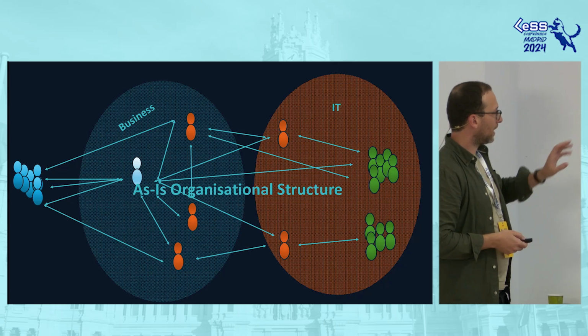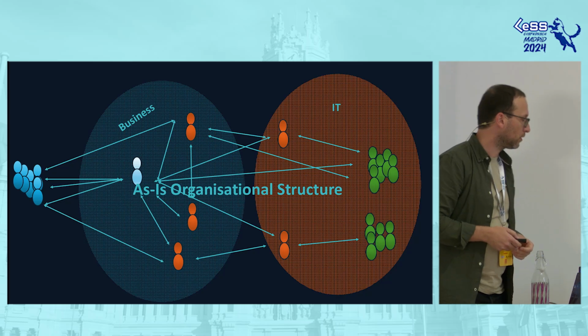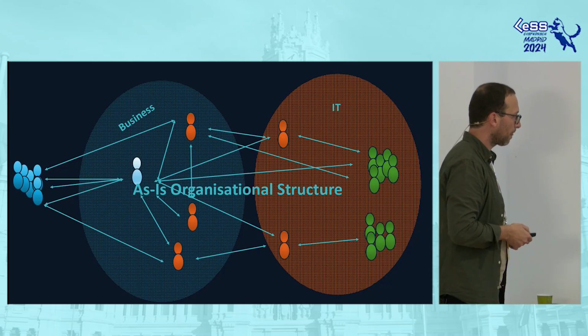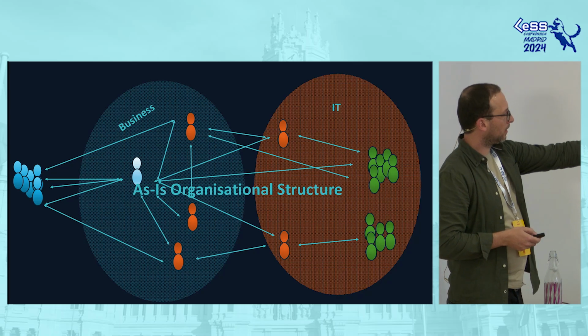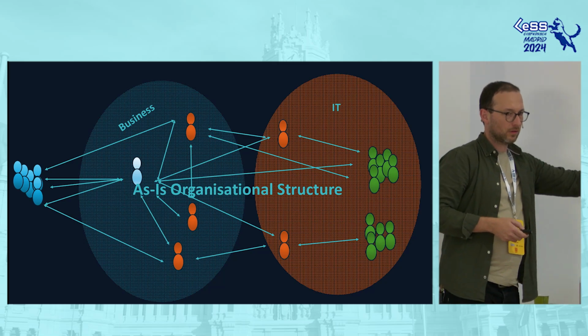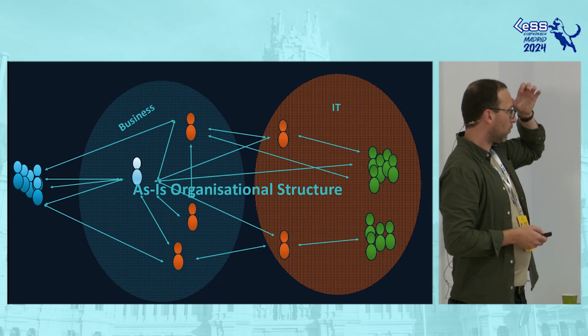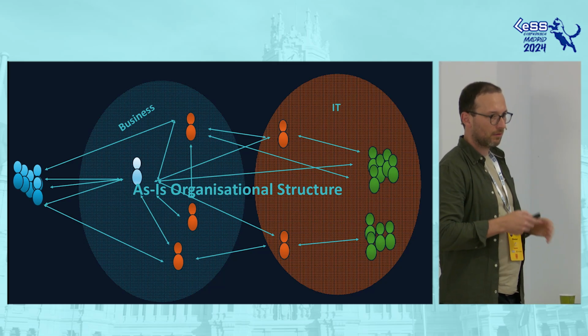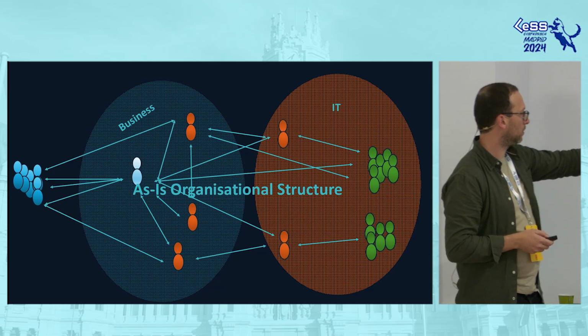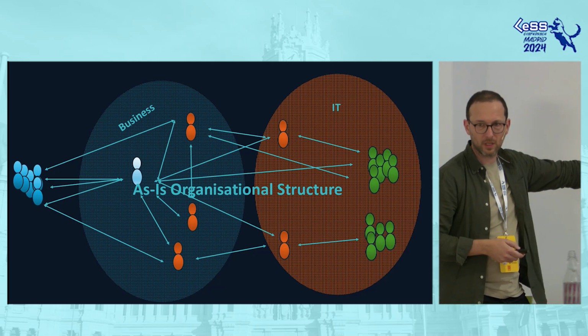So this was more or less our as-is organizational structure back in time. And we not only had 8 developers, it were 4 to 5 teams with 7 or 8 developers, so it was a little bit bigger than on the picture, but I think you get the idea.